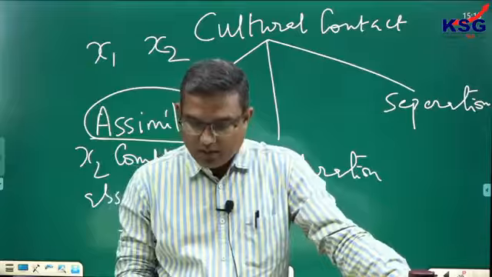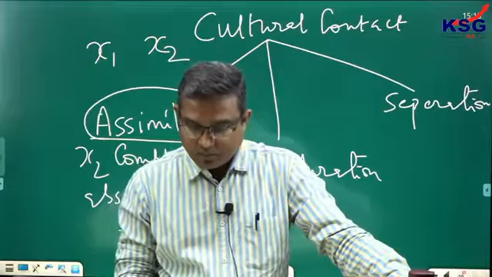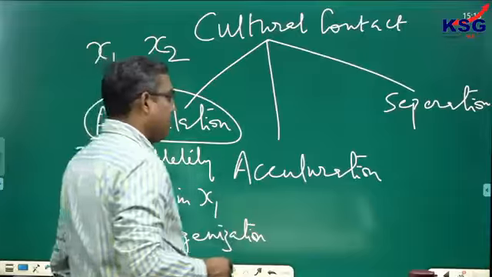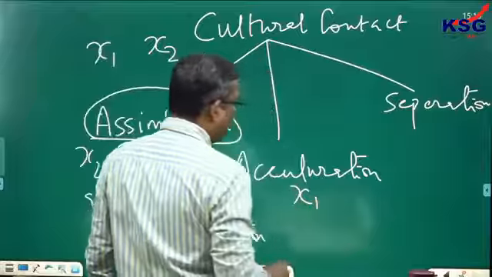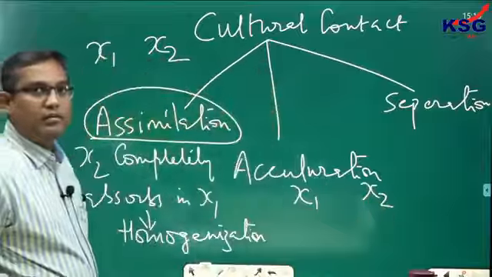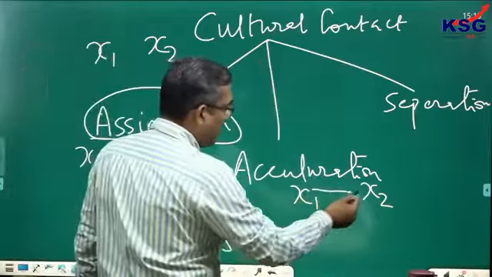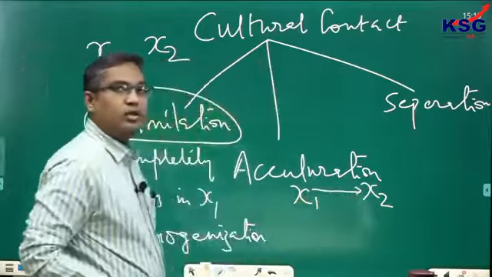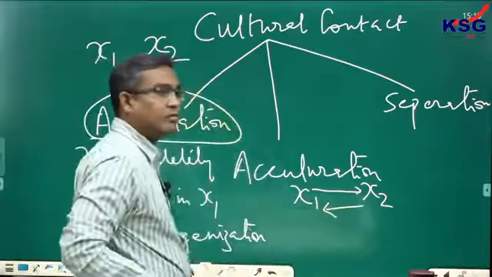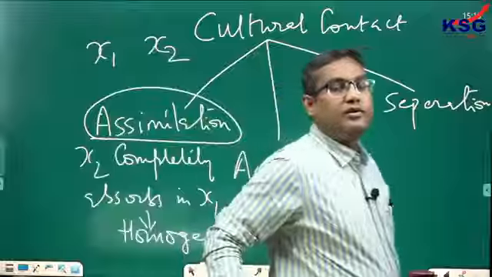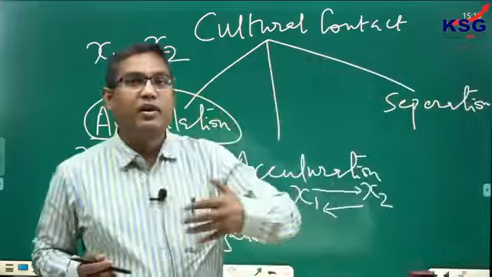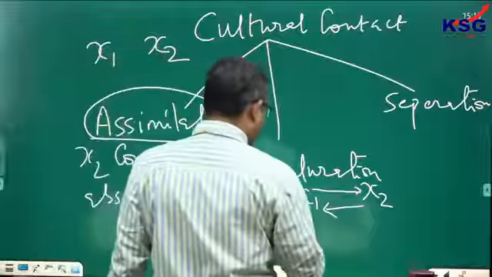Now let us move to acculturation. You see, let us say this is culture X1, this is culture X2, right? Now, X1 transfers some part of its culture to X2, X2 transfers some part of its culture to X1. That is acculturation, where it is a two-way traffic. It is not a one-way traffic.